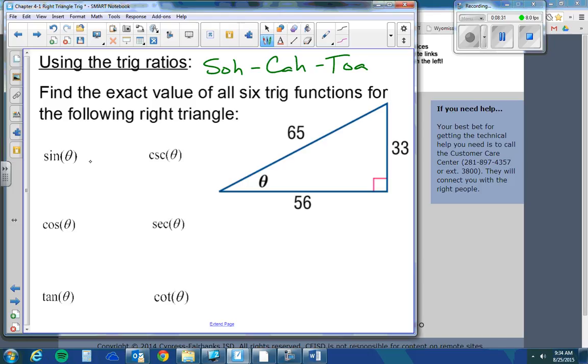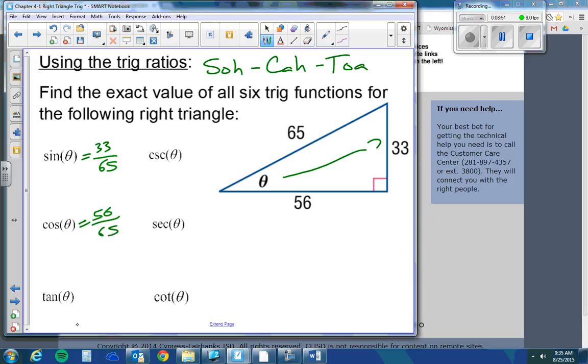We'll do sine first. The hypotenuse, of course, is the 65. How long is the opposite side? And so sine is 33 over 65. Because once again, here's the angle, that's the opposite side. The 56 is adjacent, so cosine is adjacent over hypotenuse, so there's that.